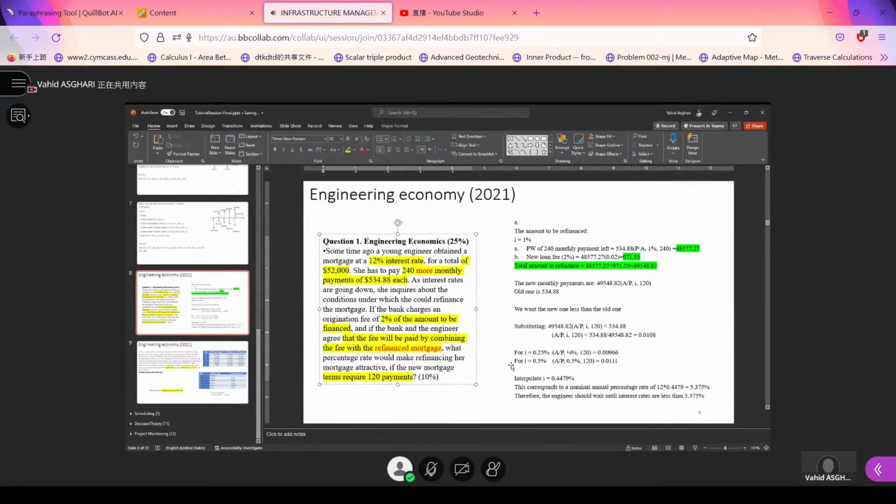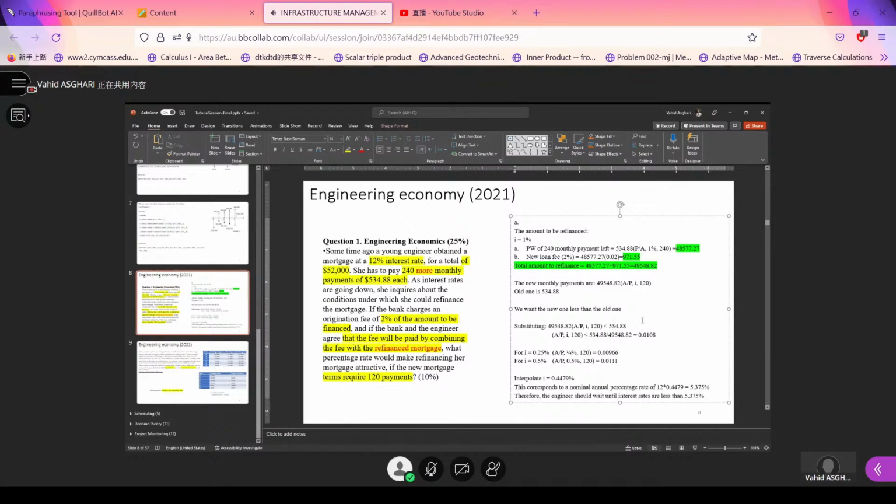Is that clear? Okay. So the new monthly payments are $49,000 something, using the equation to find the monthly payments using the present value with i% and 120 months.